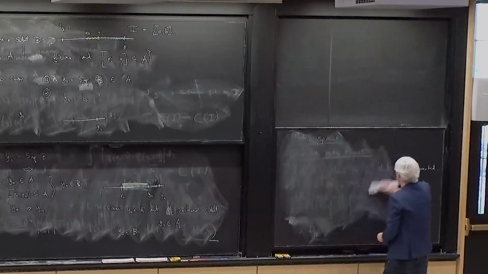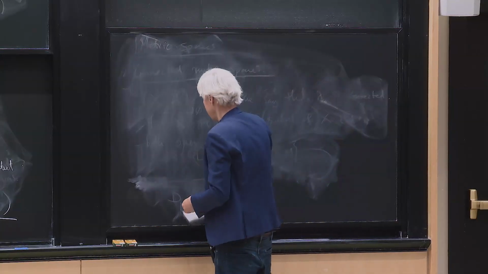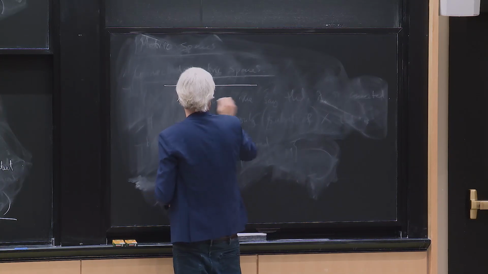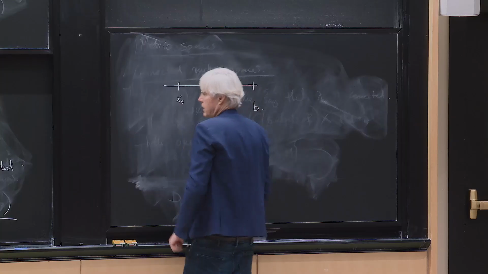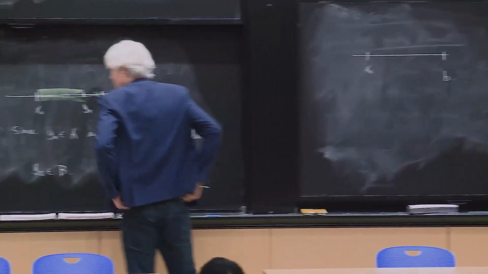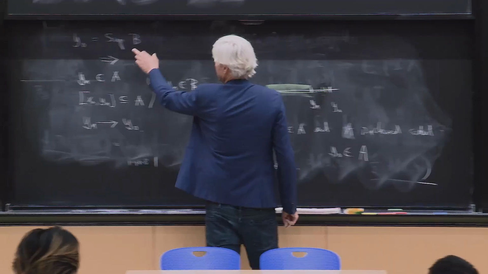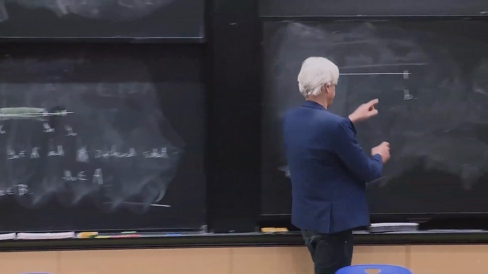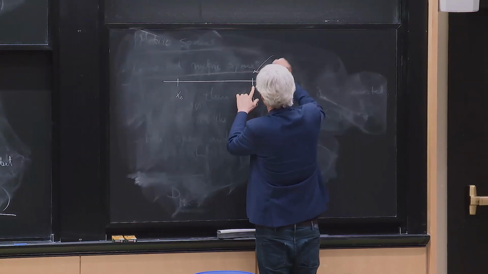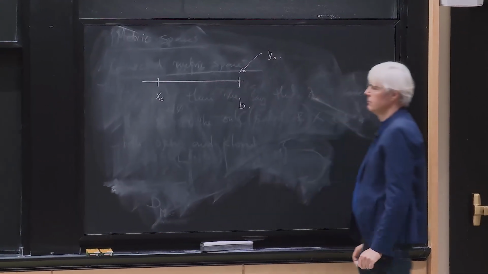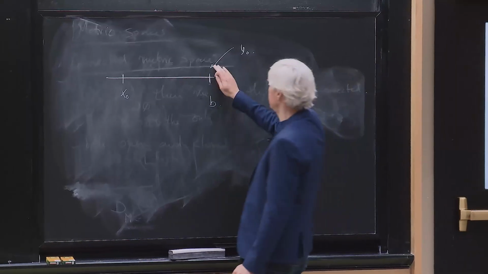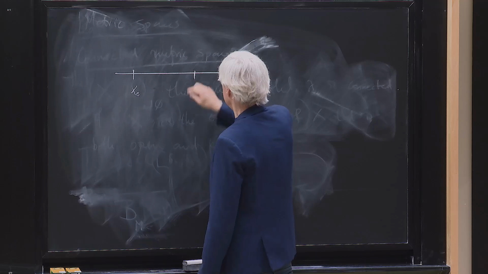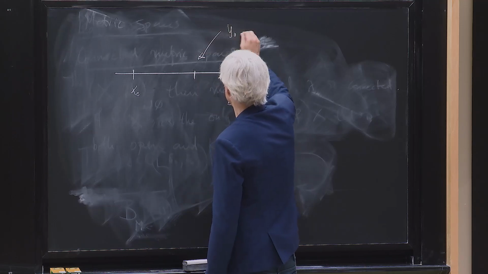So now, suppose we take an element. Here we have x0, and here we have B. We want to show that this y0, which we define to be the sup of this set, capital B, is in fact B. Suppose not. Suppose that strictly between these two there is y0.